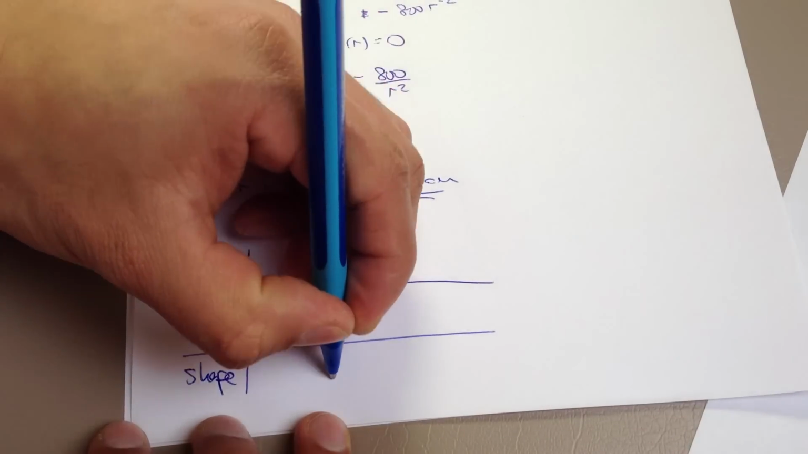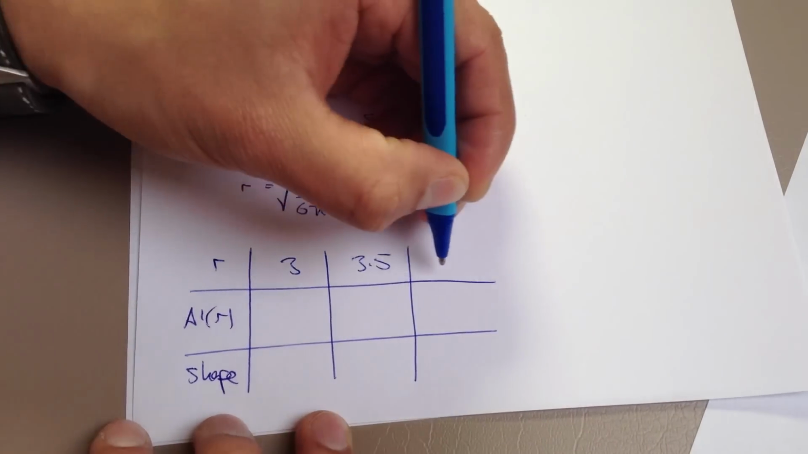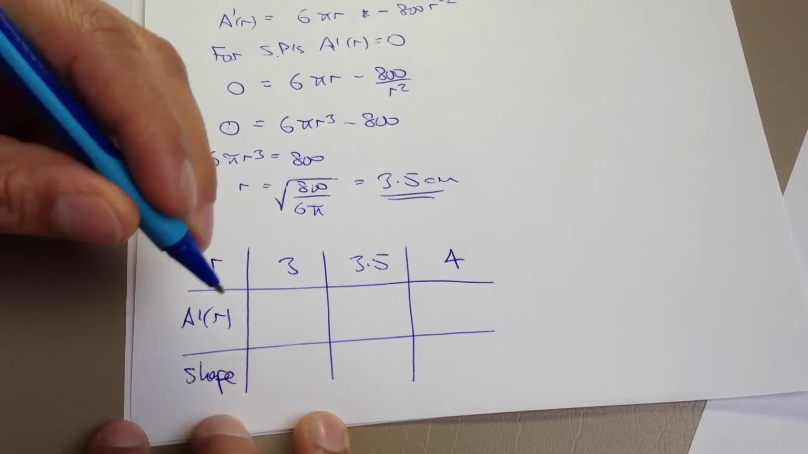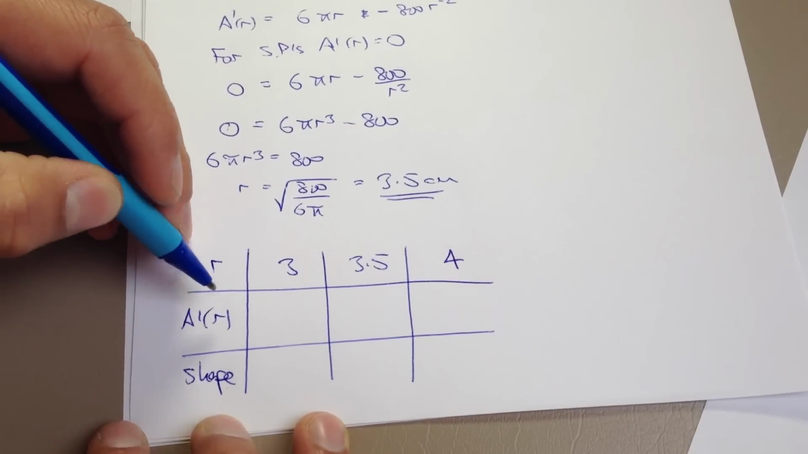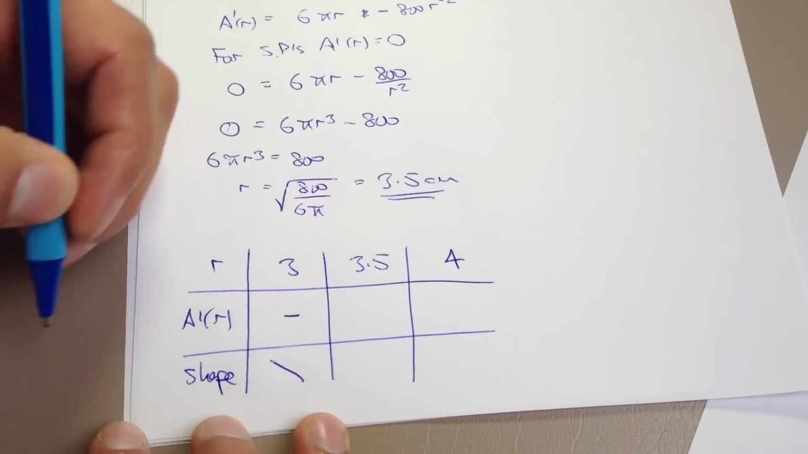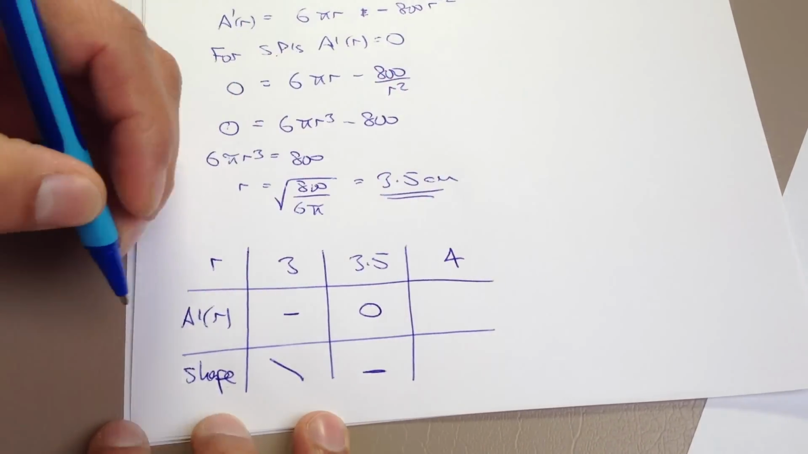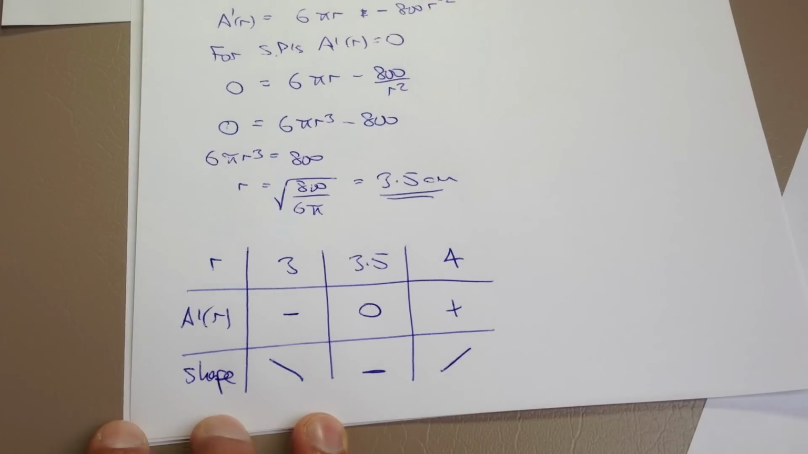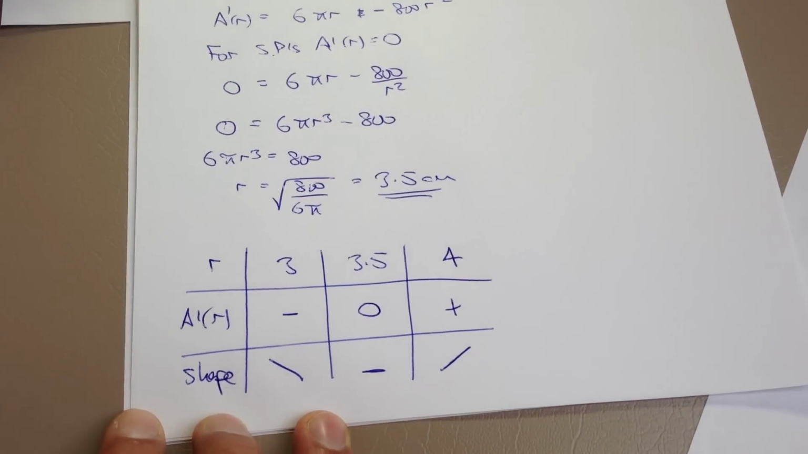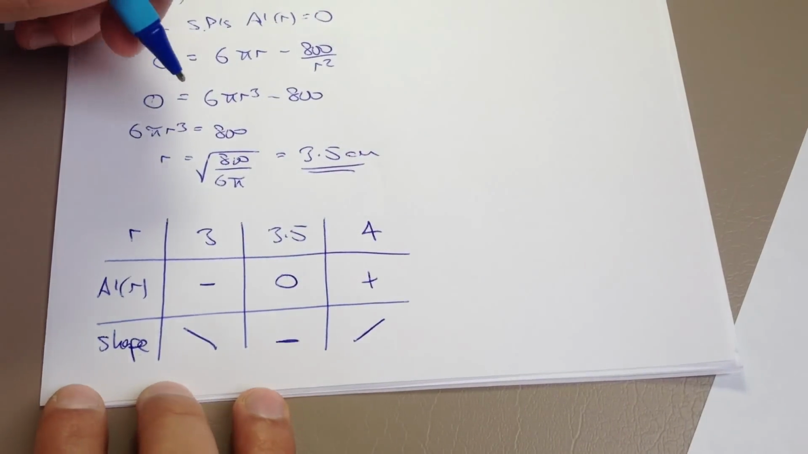And I'm going to do 3.5 here. I'll just put 3 in and 4. If I plug that into the calculator, putting this back into the differentiated expression, I get a negative here, which comes out like that. And I get a 0 here, which is like that. And a positive here, which is in fact a positive gradient like that. So this is my justification to show that it is in fact a minimum turning point.